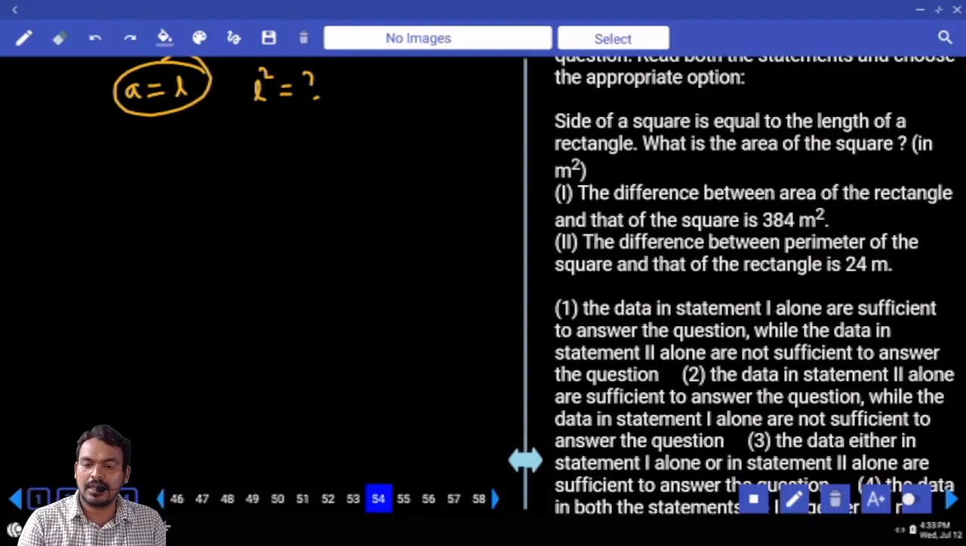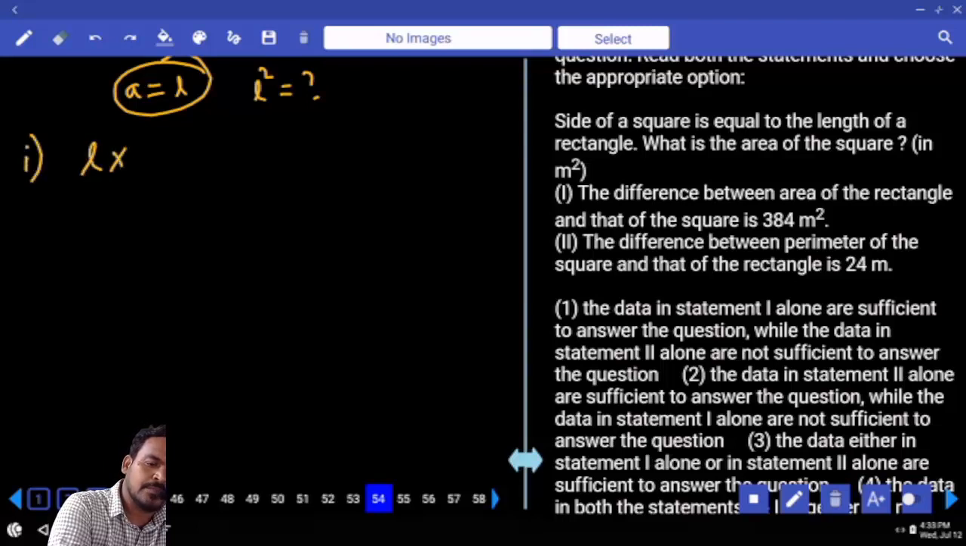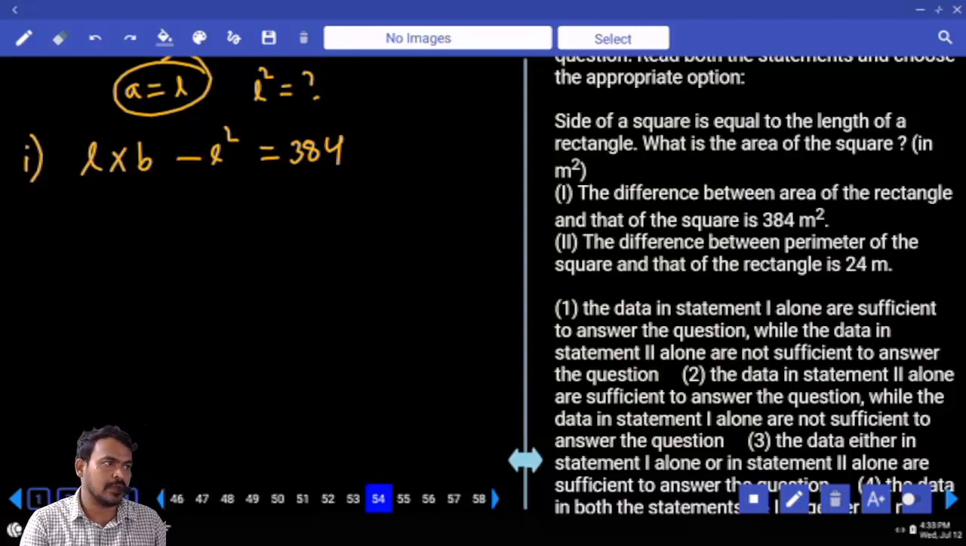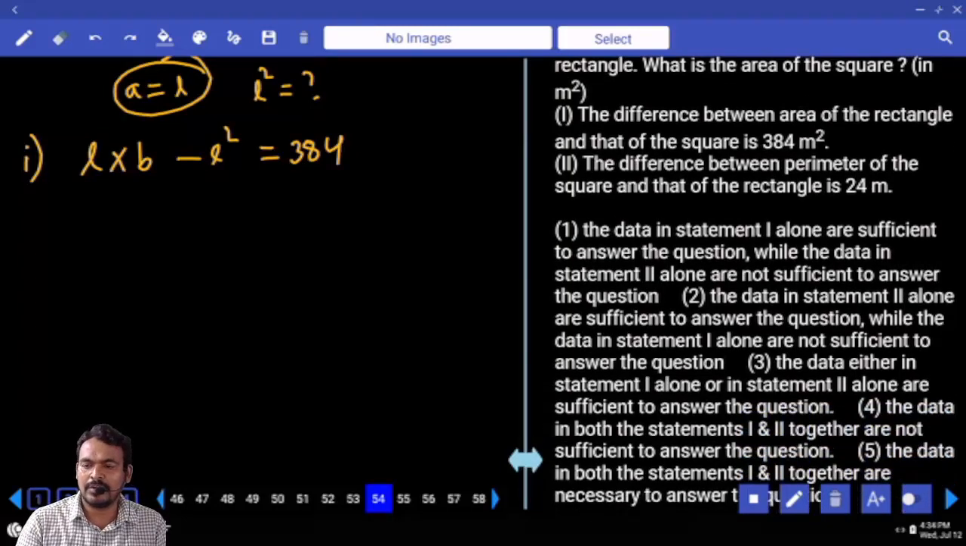What is the first statement? The difference between the area of a rectangle and that of the square is how much? 384. Area of the rectangle is L into B. Area of a square is L square. These two differ by 384. So L into B minus L square equals 384. From statement one alone, can we get the answer? No, because there are 2 unknowns.